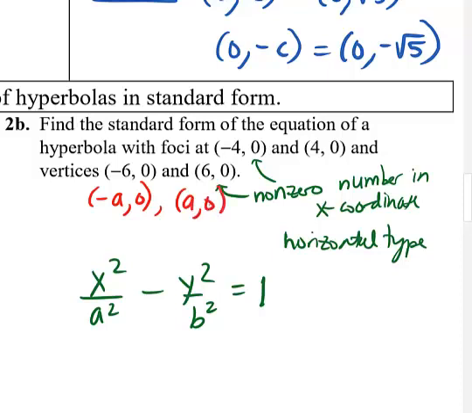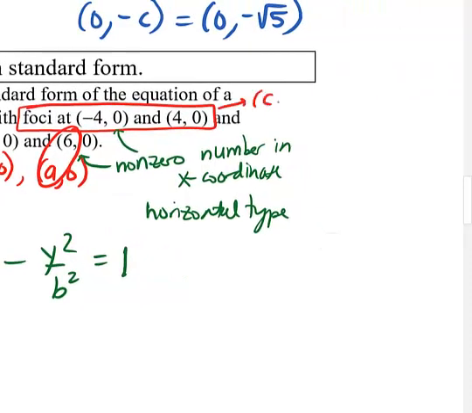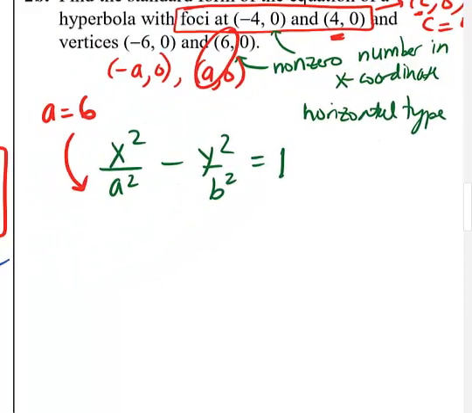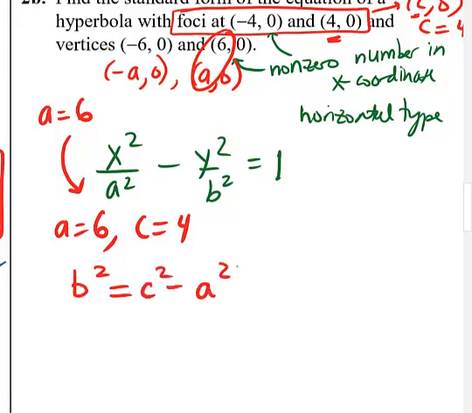Vertices, though, remember for horizontal types, it should look like a comma 0, negative a comma 0. So just matching up the coordinates, a should be 6, just because these coordinates should be the same thing. And then the foci should look like c comma 0 and negative c comma 0. So that means c must be 4 if I just match up those coordinates. So we know that a is 6 and c is 4. That means I should be able to use my equation b squared equals c squared minus a squared to figure out the very last value I don't know, b.